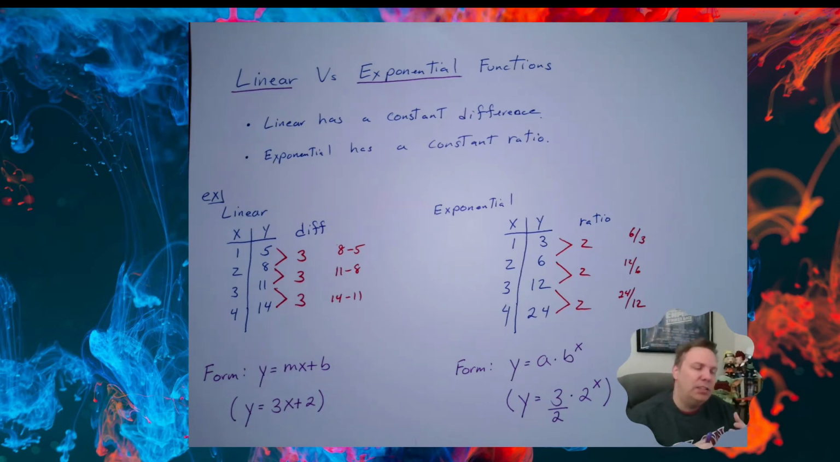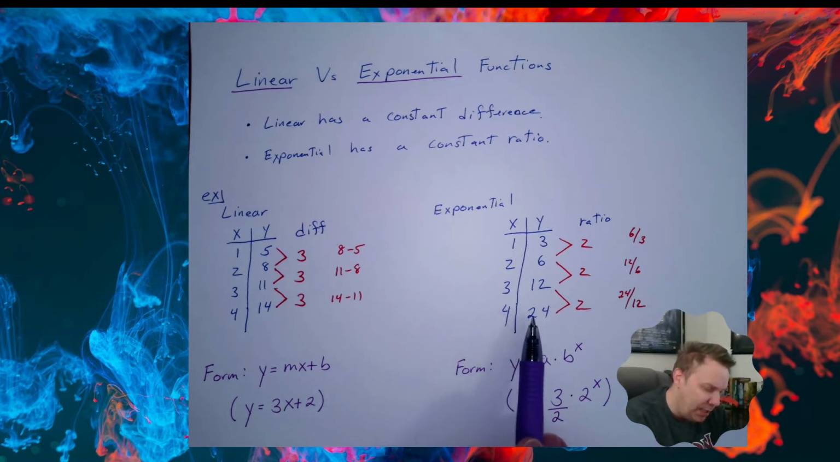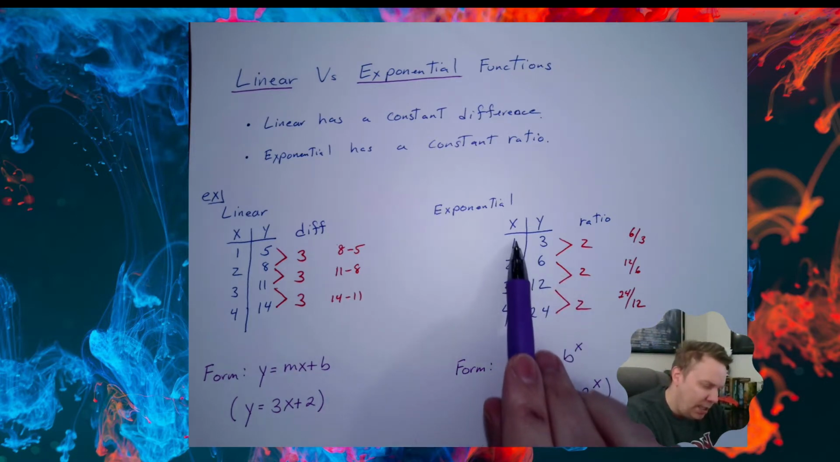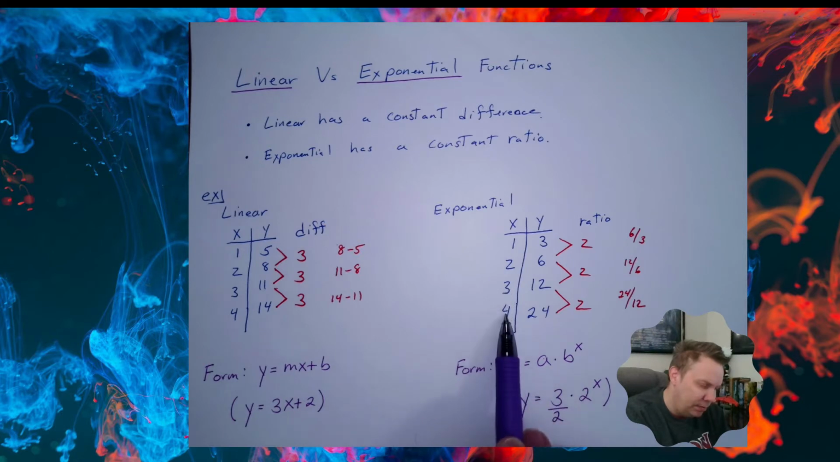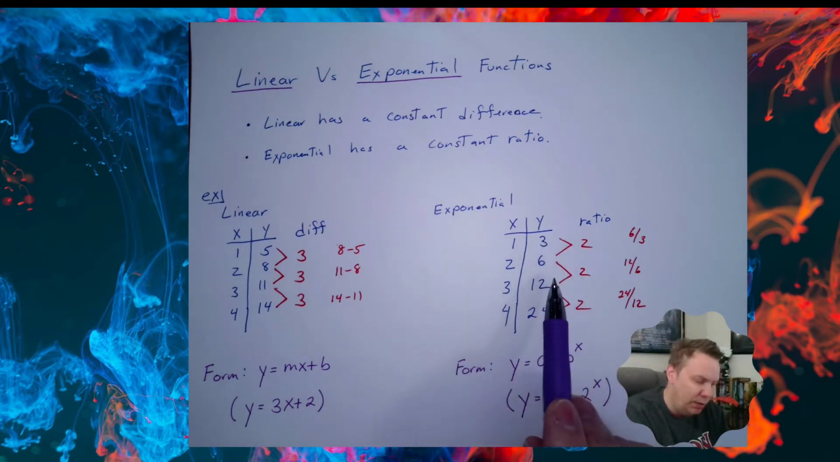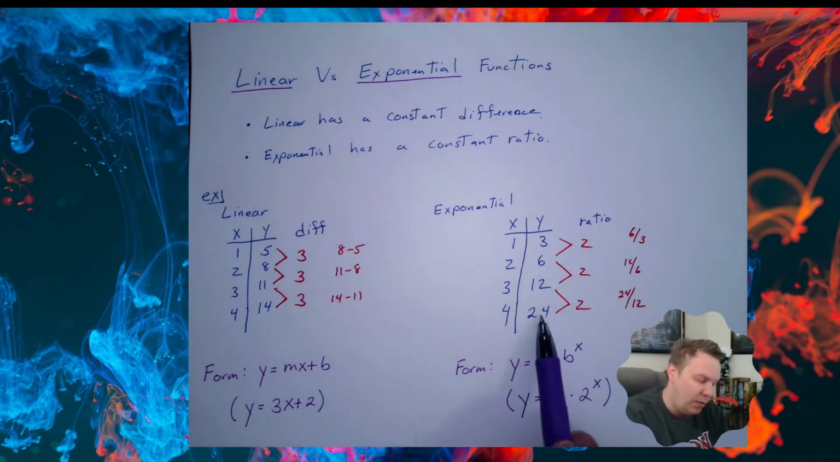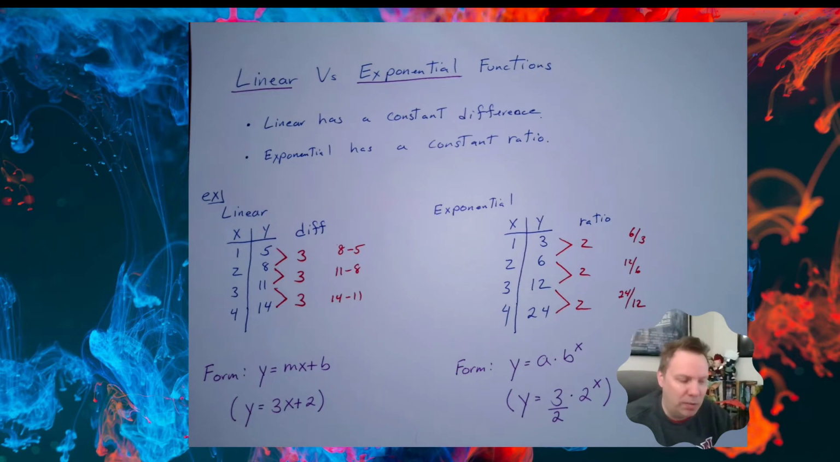So exponential functions, it's not that the difference is constant, but the ratio is constant. In other words, if I'm looking at these inputs and these outputs, these are consecutive. 6 divided by 3 is 2. 12 divided by 6 is 2. And, of course, 24 divided by 12 is also 2. Those ratios are constant. And that's the definition of an exponential function.